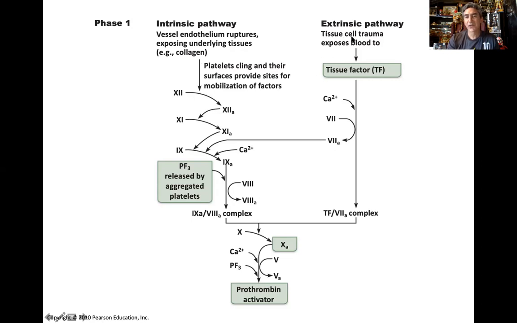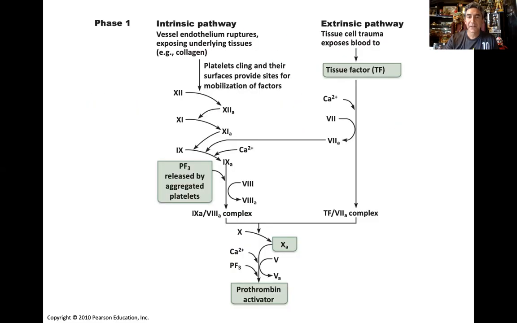Extrinsic: tissue cell trauma exposes blood to tissue factor. So the actual cells contribute this clotting factor, the glycoprotein, with the help of calcium. It's a little quicker, a faster reaction, but still gets us to the same place. It's a lot of individual steps and details, but the moral of the story is we get to the same prothrombin activator. That's important, right? So intrinsic and extrinsic still arrive at prothrombin activator. It's sort of a junction for both of these pathways.